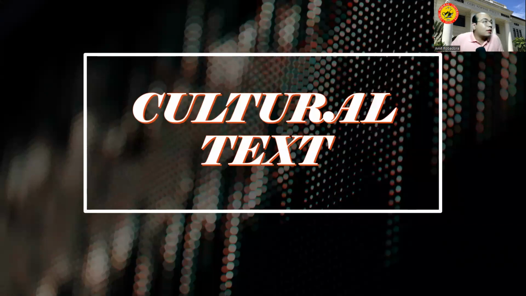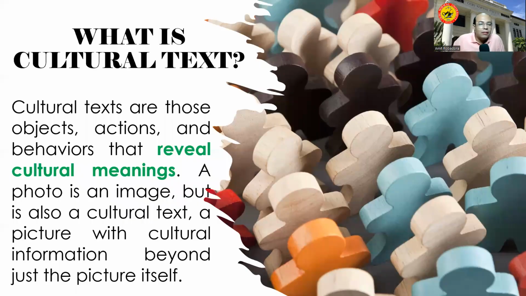Now we go to the next part of our discussion. Let's talk about cultural texts. What does cultural text mean? Cultural texts are those objects, actions, and behaviors that reveal cultural meanings. A photo is an image, but it is also a cultural text, a picture with cultural information beyond just the picture itself.